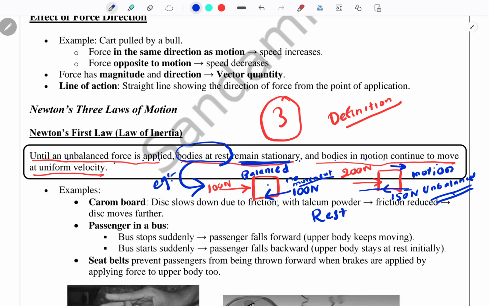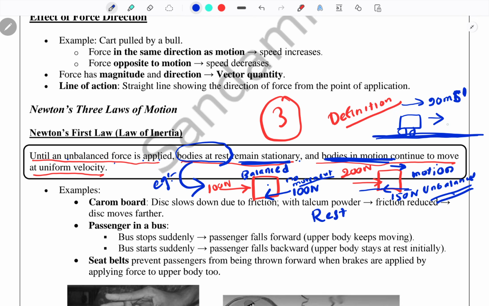And the body is in motion. Let's think there is a vehicle moving with 200 meters per second. It is going with the same velocity.